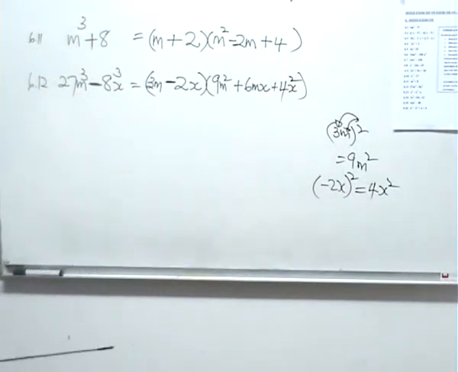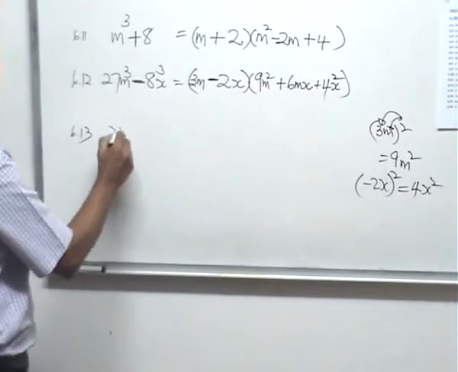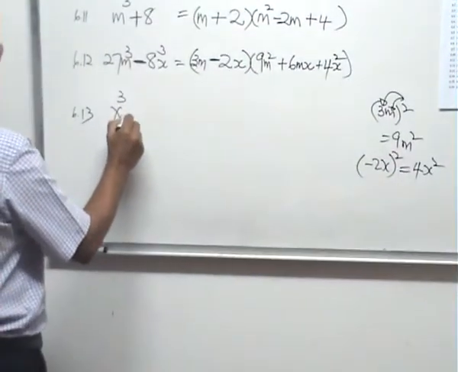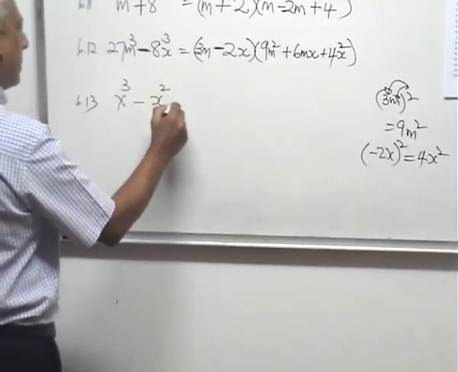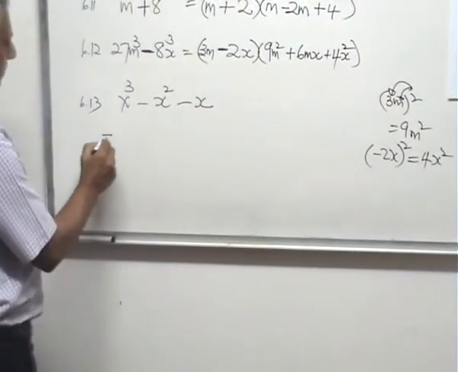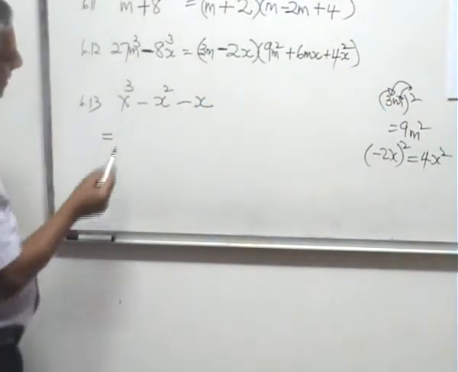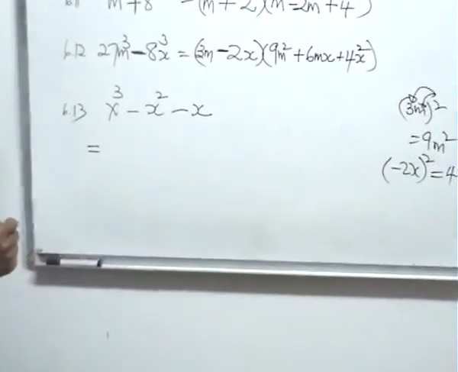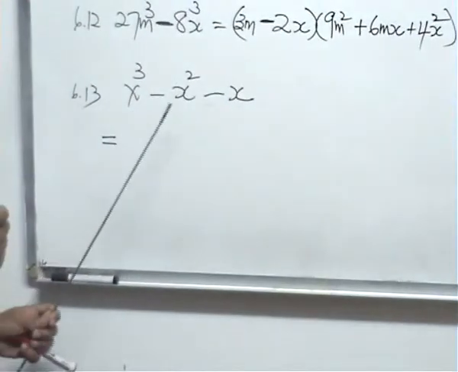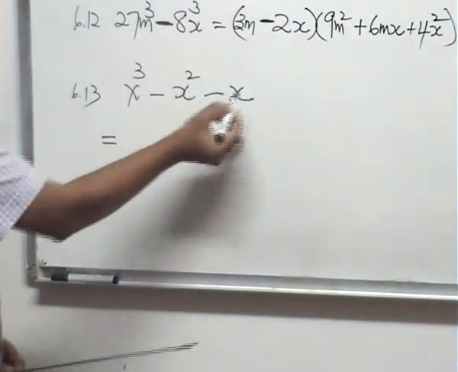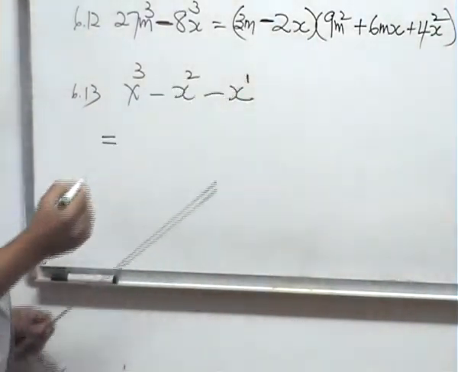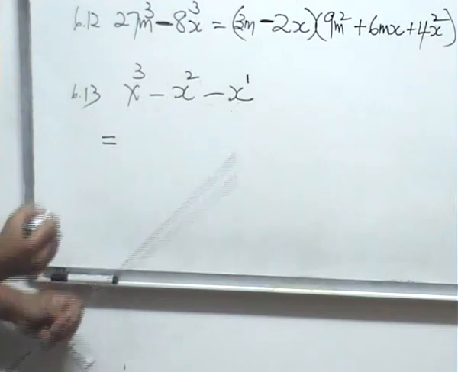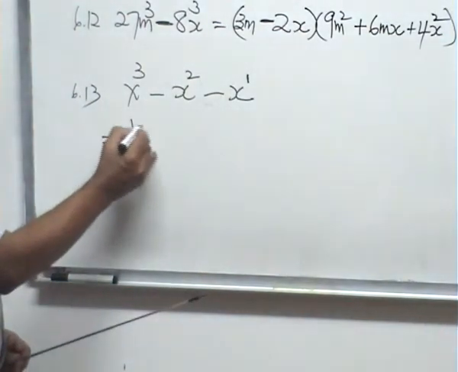Right, 6.12. Right, let's do 6.13 here. We have some space. X cubed minus x squared minus x. Let me write the answer below it. So when we look at this example over here, we can see clearly that we have a common factor x, and we're dealing with powers, therefore must choose the lowest power, which happens to be x to the 1.